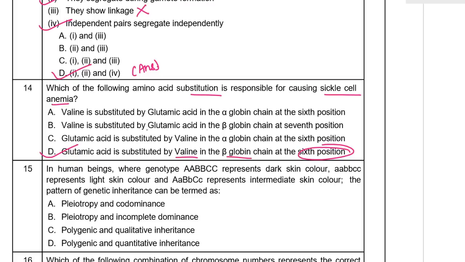तो आपको क्या क्या याद रखना है? एक तो glutamic acid, कौन सा अमीनो एसिड है? Glutamic acid का substitution हो रहा है किससे? Valine से. किस पे? बीटा ग्लोबिन चेन में एट द 6th पोजीशन. ठीक है, ये चीजें याद रखना, and it is very important, ये याद रख लो.